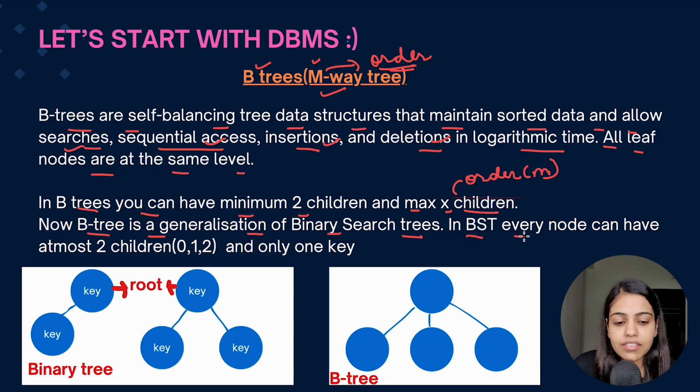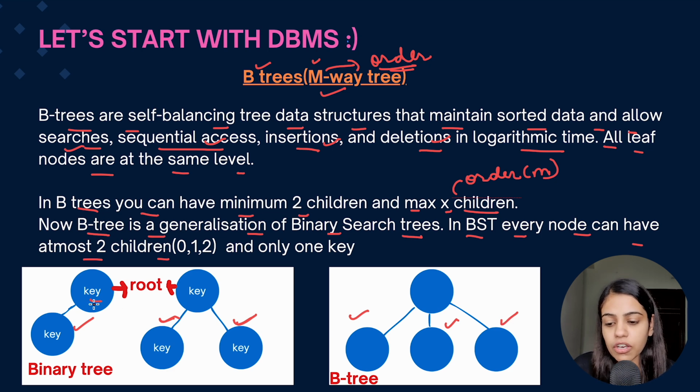Now in a binary search tree, every node can have at most 2 children. That is, a node can have either 0, 1 or 2 children. In B trees we can have at most x, or you can say m, children, which is the order of the tree. Also, in a binary search tree there is only one key present in each node, but here there can be multiple keys present in our nodes.